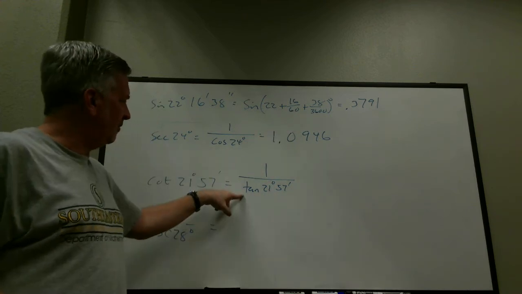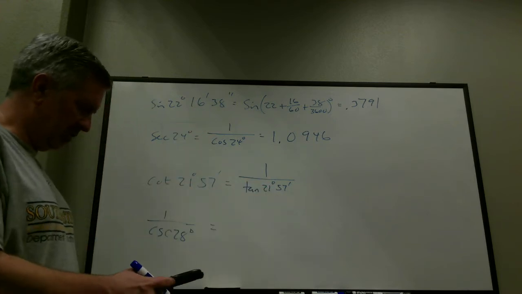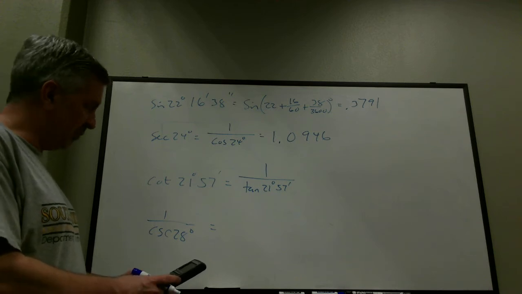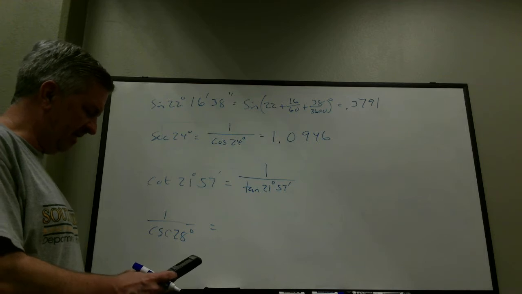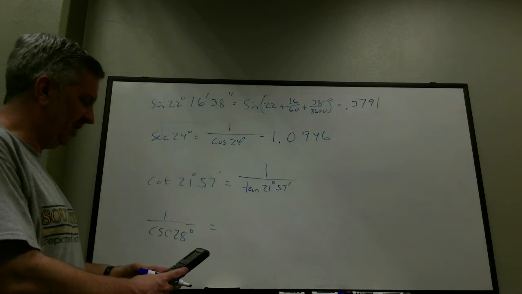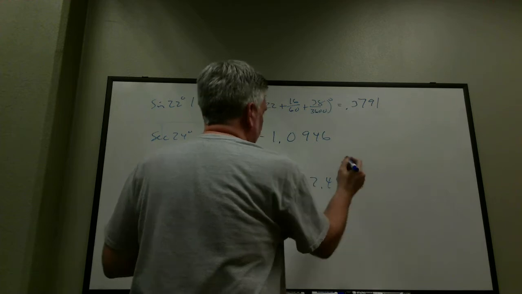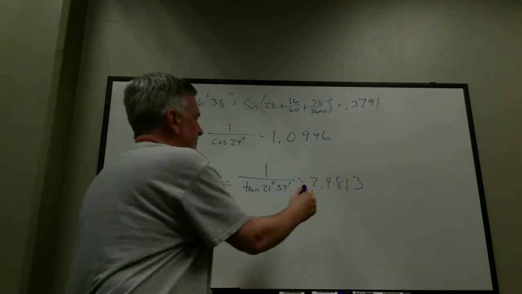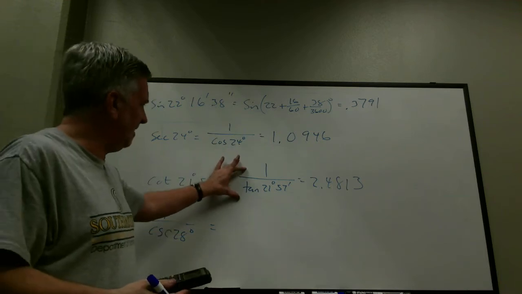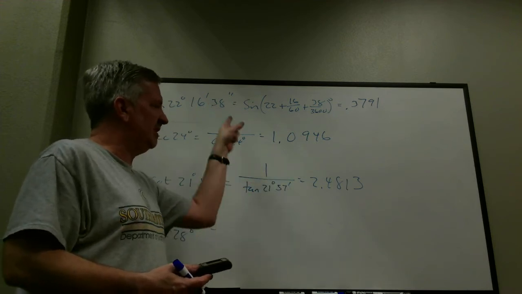So I'm going to type in 1 over tangent of 21 plus 57 over 60. So 1 divided by tangent of, parentheses, 21 plus 57 divided by 60, close out your parentheses, and I get 2.4813. 4 places, 2.4813. Again, hopefully you're getting these same answers I am. So again, to type this in, I did 1 divided by tangent of, parentheses, 21 plus 57 over 60, parentheses.